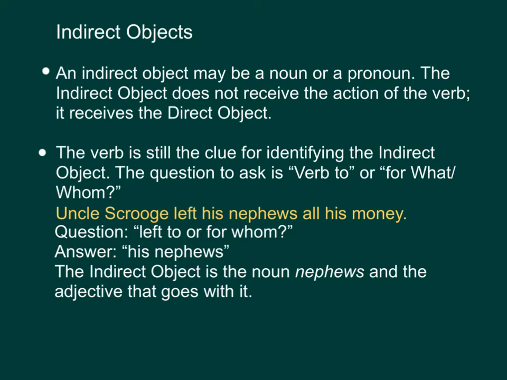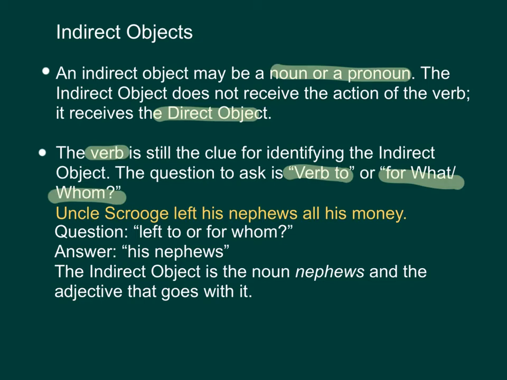Indirect objects. An indirect object may be a noun or a pronoun. The indirect object does not receive the action of the verb. It receives the direct object. The verb is still the clue for identifying the indirect object. The question to ask is verb to or for what or whom.